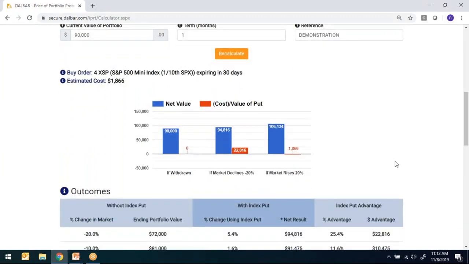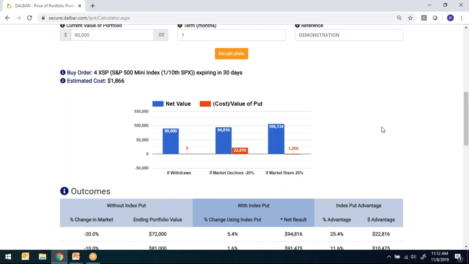We're going to see some representations of how the purchase of that contract would affect the overall value of the investor's portfolio under various conditions. In this graph, we look at 3 major conditions. The table beneath it will look a little bit deeper into that. But first, the graph. All the way to the left, we have the $90,000 that the investor would have if he or she withdrew right now, and of course that wouldn't change.